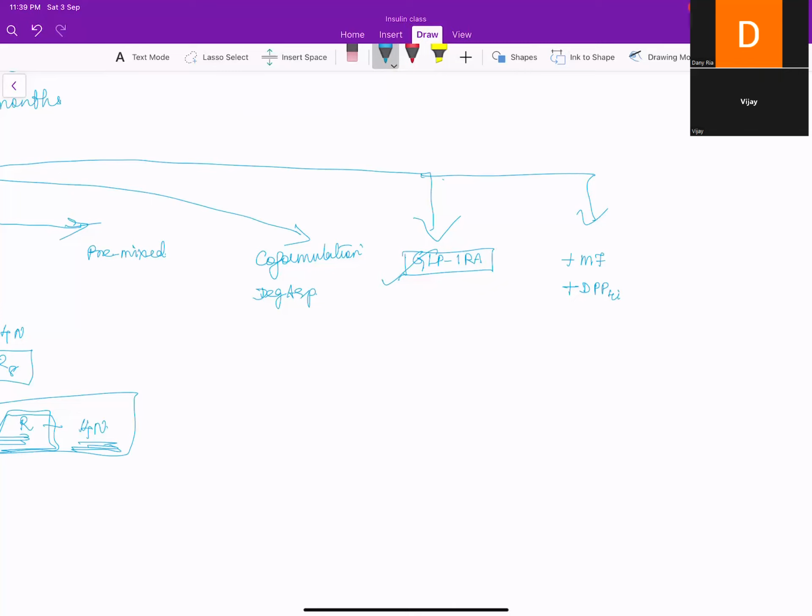Depending on the situation, if the patient is already on drugs like metformin and you are adding insulin as an add-on, he's already getting metformin. You can add like that.